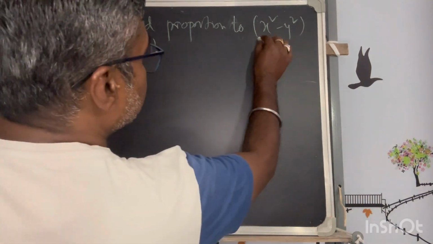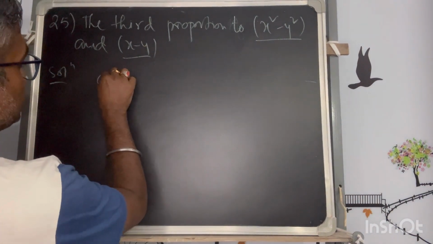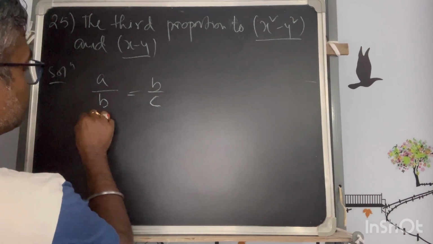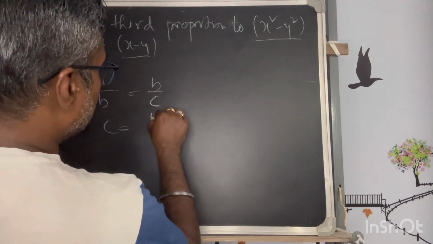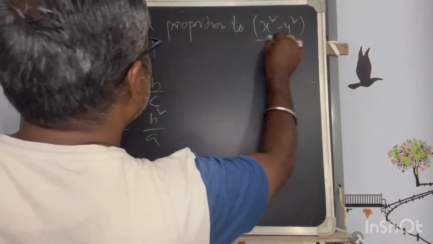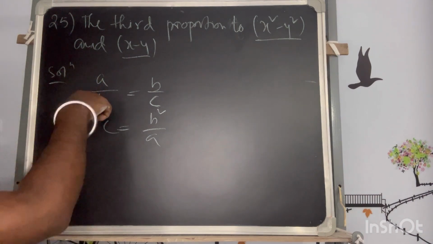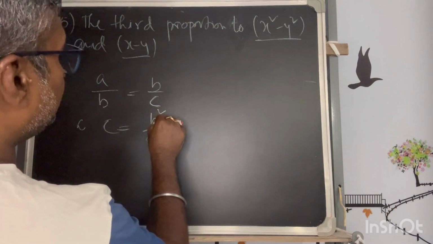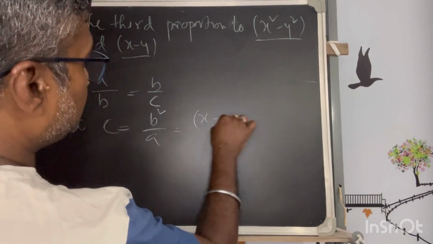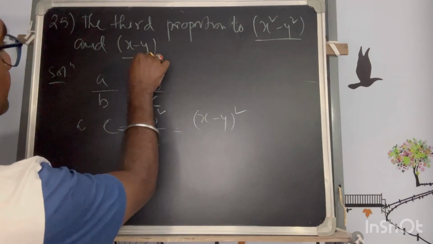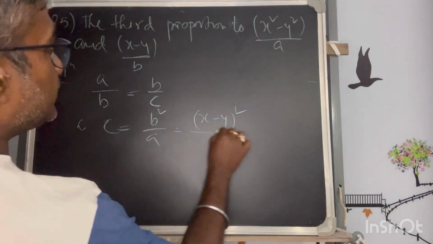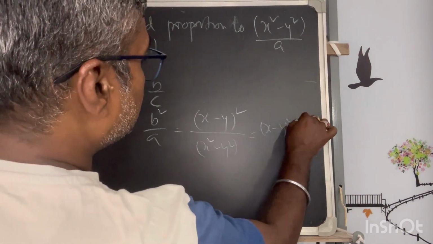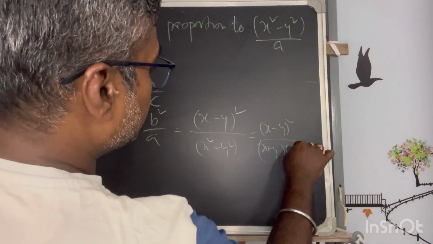This is the same. If I assume this is A and this is B, the third proportion satisfies A by B is equal to B by C. So C is your third proportion, or C is equal to B square by A. Because there are only two numbers, I get the third proportion by doing this, A by B equals B by C. Now you have to get the C value. You know B is x minus y whole square, and A is x square minus y square. So what is this? x minus y whole square divided by x plus y by x minus y.